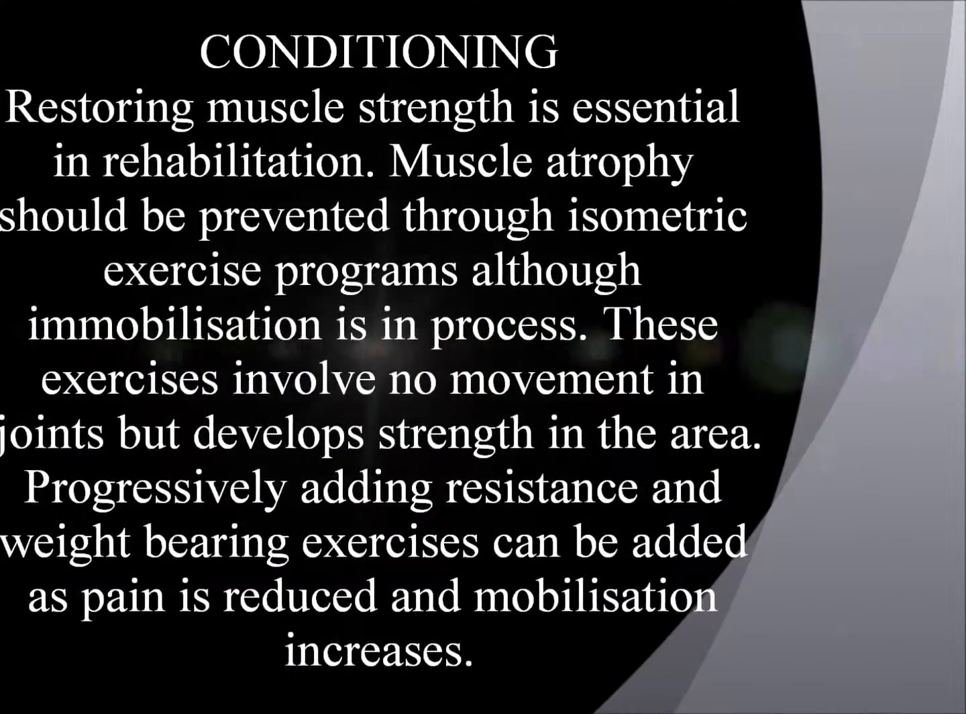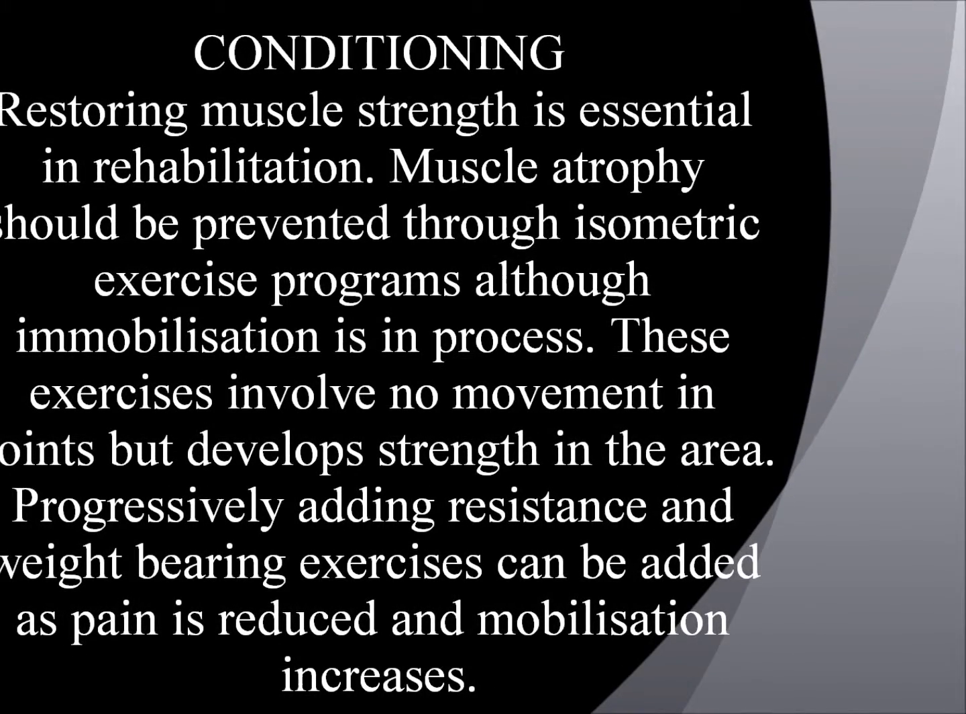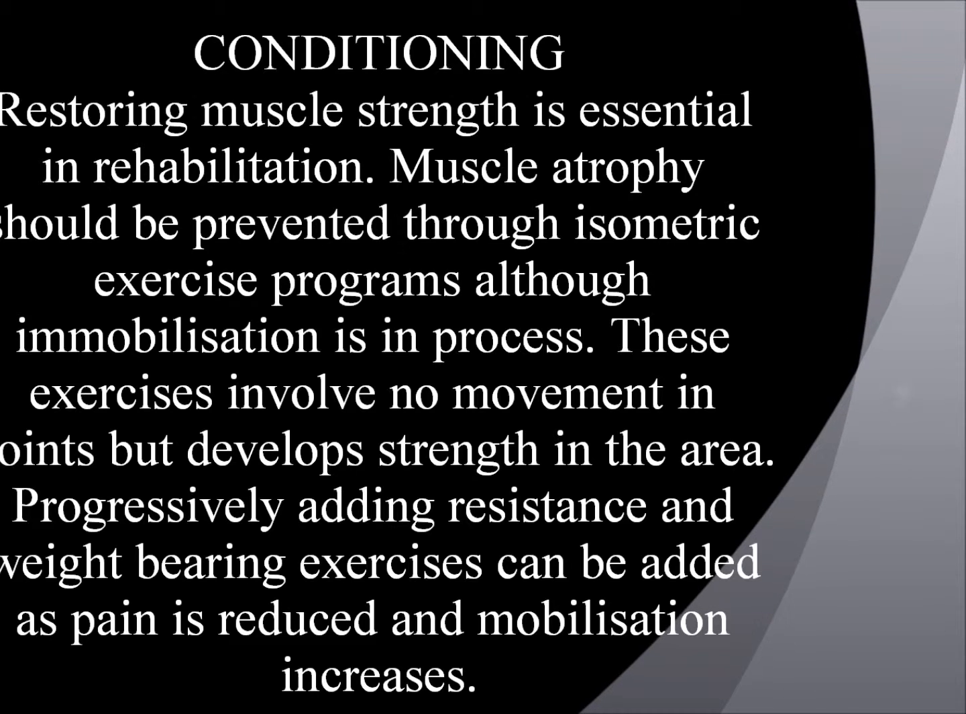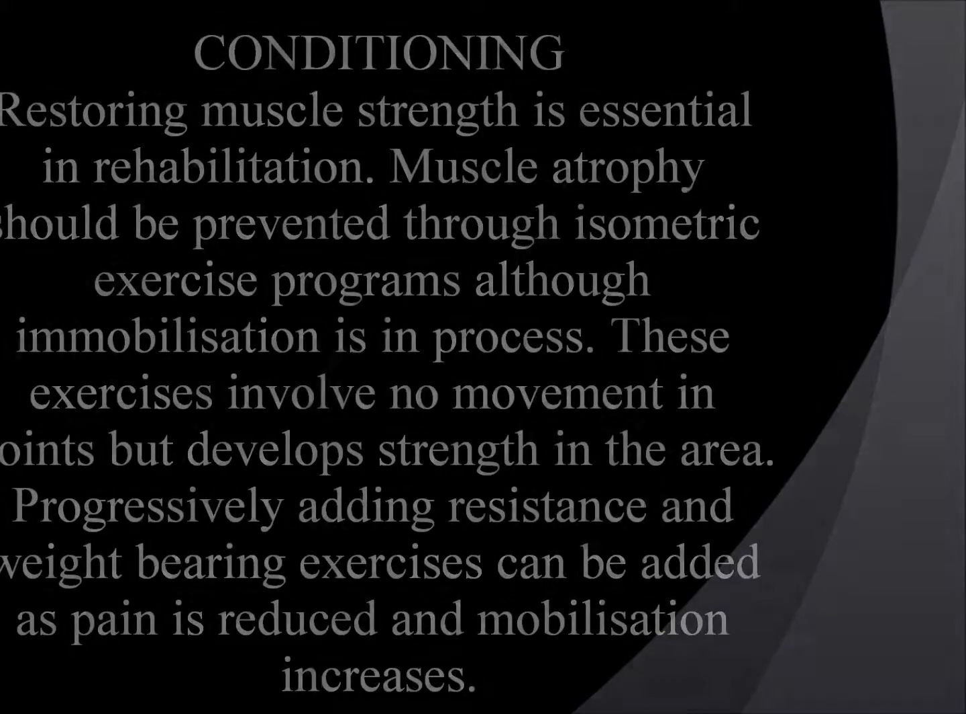Conditioning. Restoring muscle strength is essential in rehabilitation. Muscle atrophy should be prevented through isometric exercise programs, although immobilization is in process. These exercises involve no movement in joints, but develop strength in the area. Progressively adding resistance and weight-bearing exercises can be added as pain is reduced and mobilization increases.